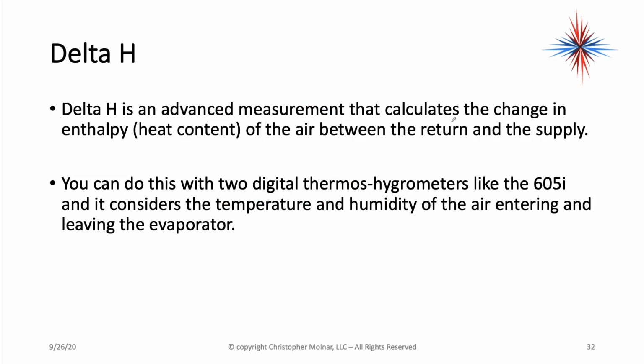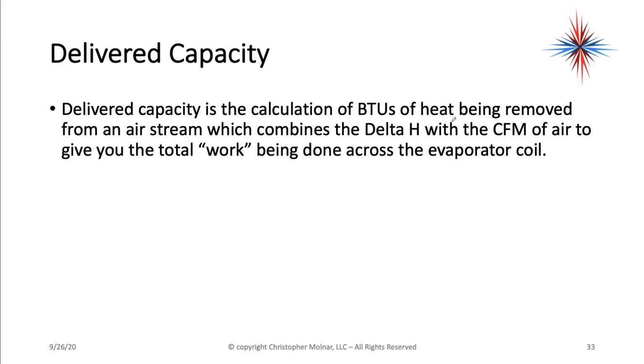So delta H is an advanced measurement that calculates the change in enthalpy, or the heat content of the air, between the return and the supply. You can do this with two digital thermohygrometers like the 605i in the smart probes, and it considers temperature and humidity of the air entering and leaving the evaporator, because that truly tells us how much heat we're recovering. Okay, and that translates into the delivered capacity.